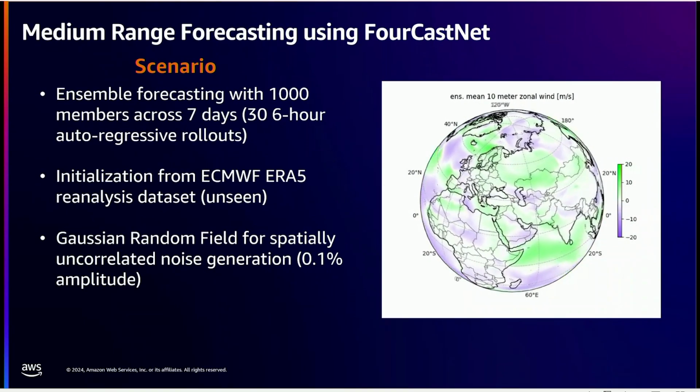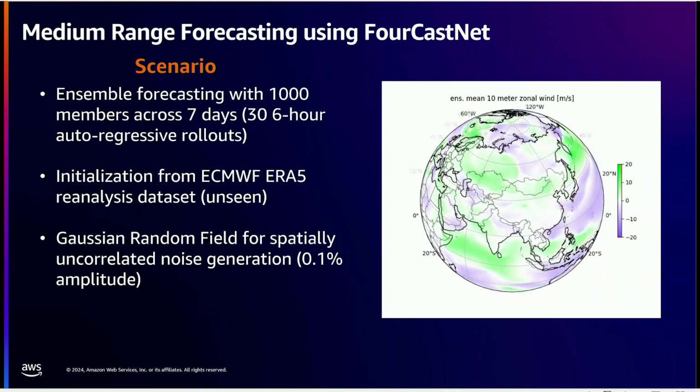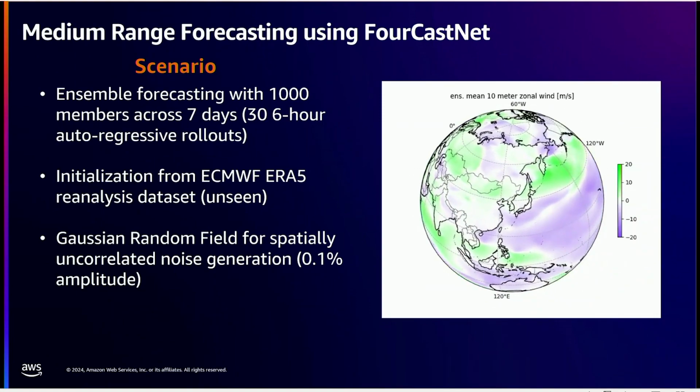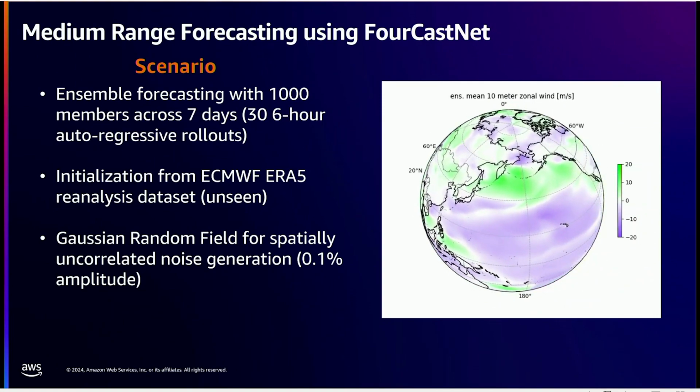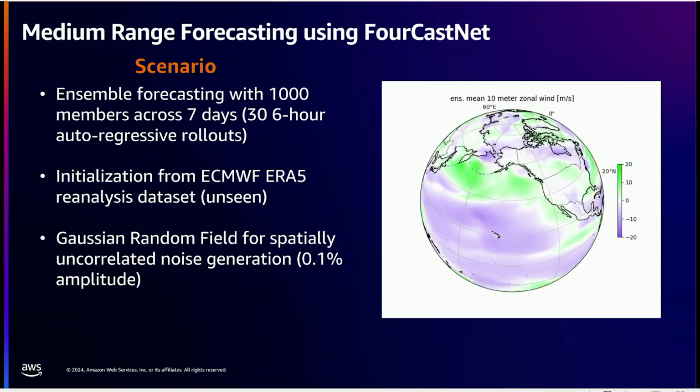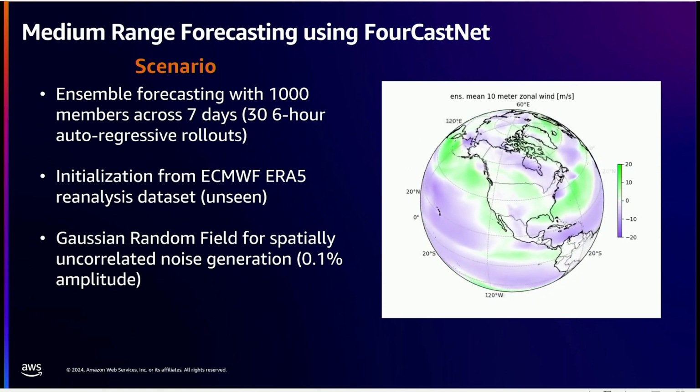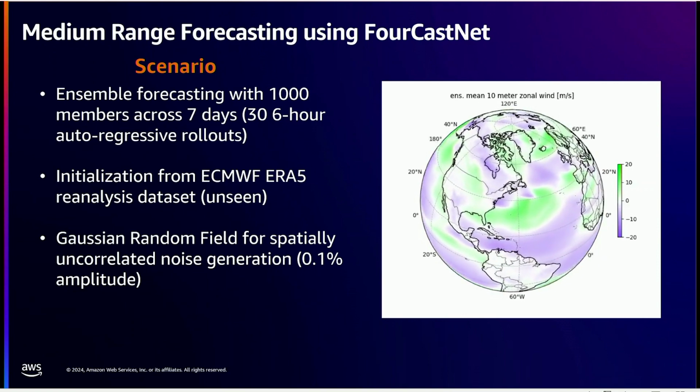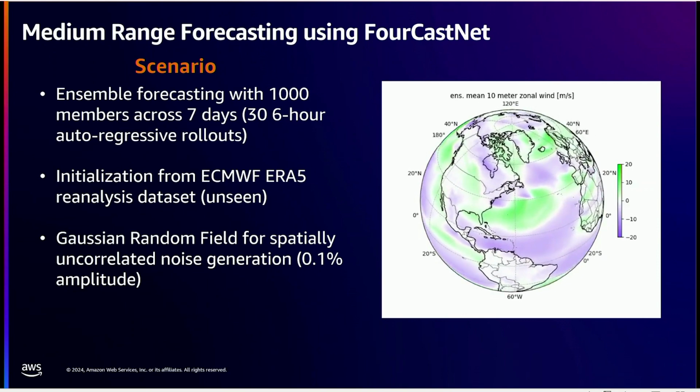So let's look at the scenario we are considering here. We want to do ensemble forecasting with 1,000 members, just as an example to understand how exactly the computational workload balances and to see the modular workflow. We want to do this across 7 days, so this involves running 30,000 inferences. And this is done with each one of those time intervals being about 6 hours. We initialize this using unseen data from ECMWF ERA5, the same data set that I mentioned before.